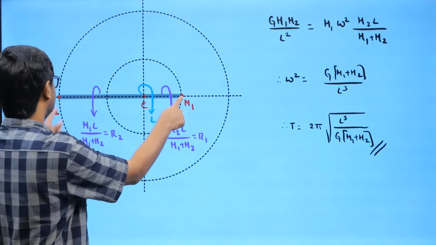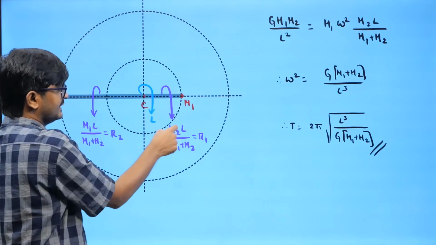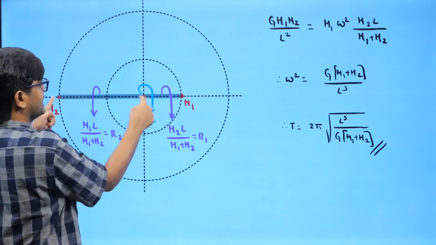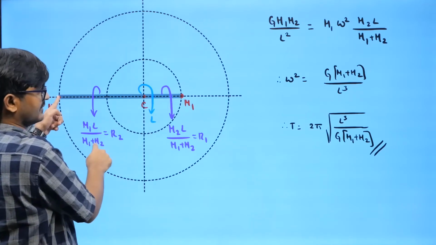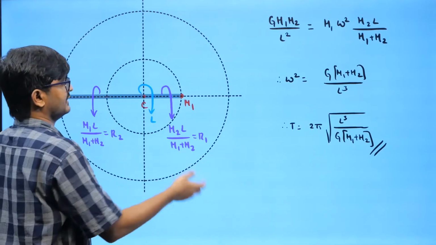So this is m1, this is m2, I will be finding the position of center of mass. If the total distance is L, I can find this distance as m2 into L by m1 plus m2, which I am calling r1. And this distance I will be getting as m1 L by m1 plus m2, which I am calling the second radius, right? So I can write F equal to ma for any one of the objects.